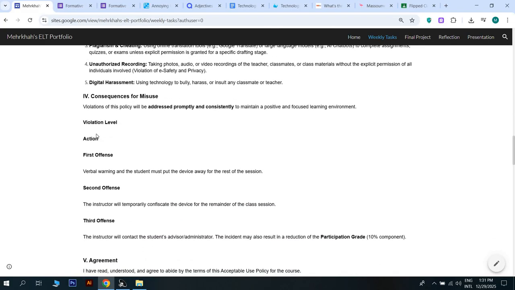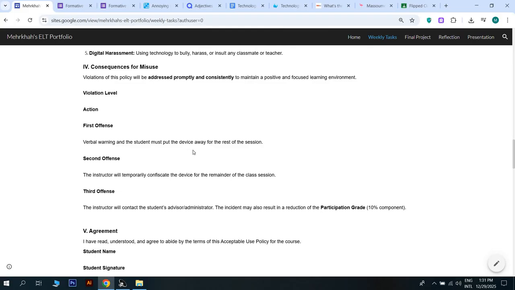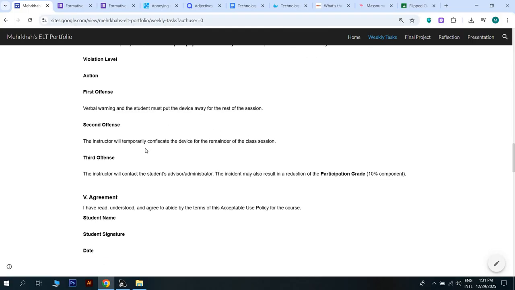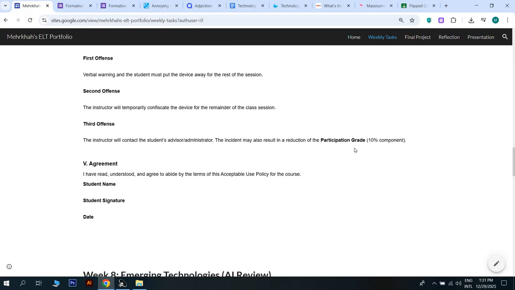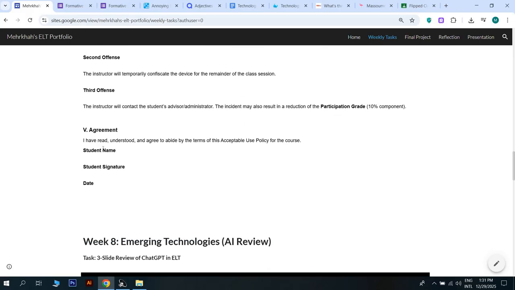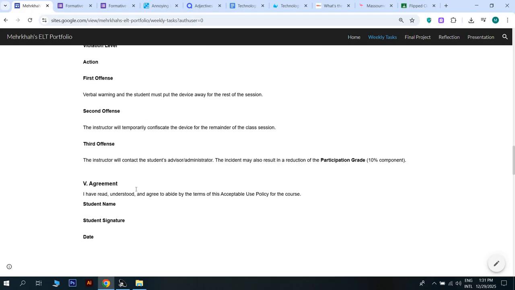The violation levels were: first offense, the student must put the device away. Second, I confiscate the device. And third, the reduction of their grade, which is very effective, and the student's name, signature, and date.